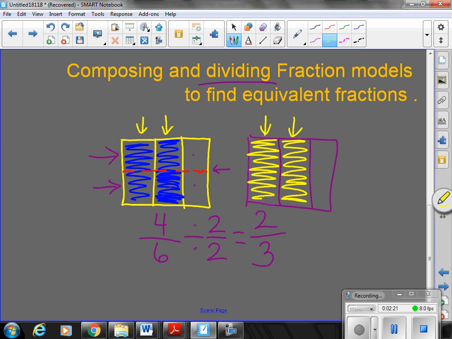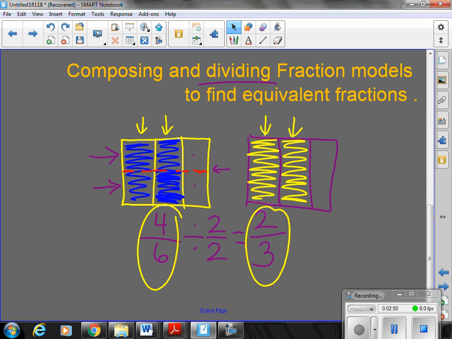2 parts are shaded out of 3, but it's the same amount as when I had 4/6. I didn't change what was shaded. I just took away how it's divided. And so you can see dividing it actually makes my parts bigger. It gives me fewer parts, but the parts are larger as I go. So that is composing, or building up a model and using division to help me make an equivalent fraction.